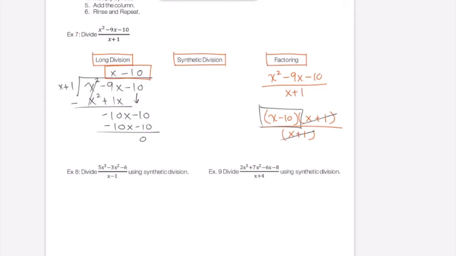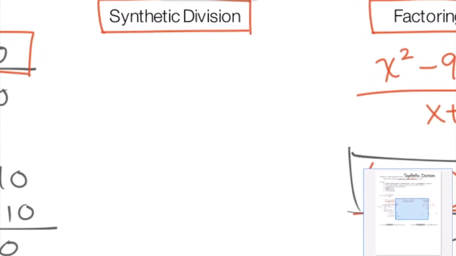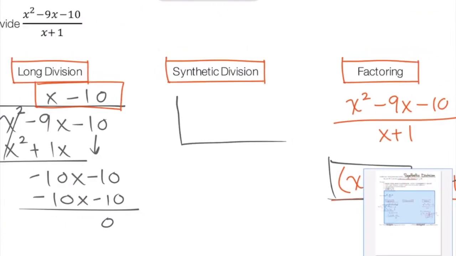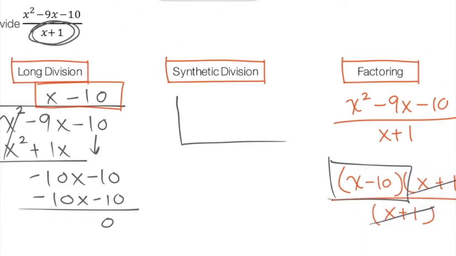So now let's do synthetic division. This takes a little bit of practice and a little bit of memorization. So here, I'm going to draw a box, and I'm going to put the root, not the factor that you're dividing by, but the root. So think about what that would be. It would be a negative 1.